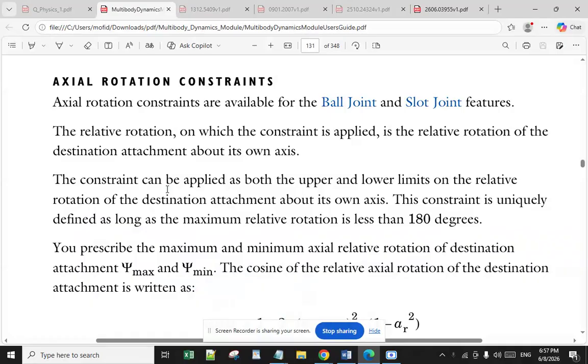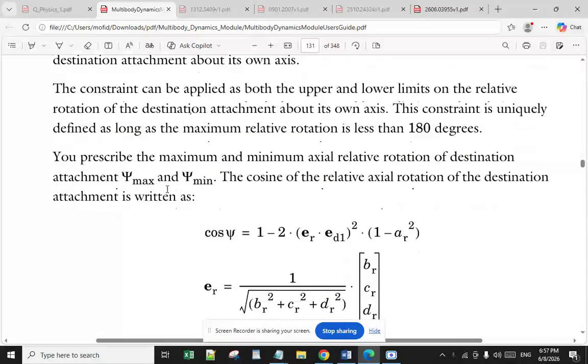Axial rotation constraints are available for the ball joint and slot joint features. The relative rotation on which the constraint is applied is the relative rotation of the destination attachment about its own axis. The constraint can be applied as both upper and lower limits on the relative rotation of the destination attachment about its own axis. This constraint is uniquely defined as long as the maximum relative rotation is less than 180 degrees. You prescribe the maximum and minimum axial relative rotation of destination attachments, zeta maximum and zeta minimum.